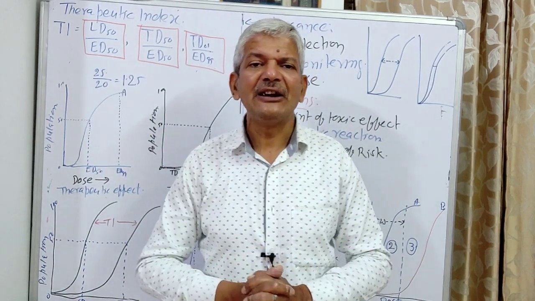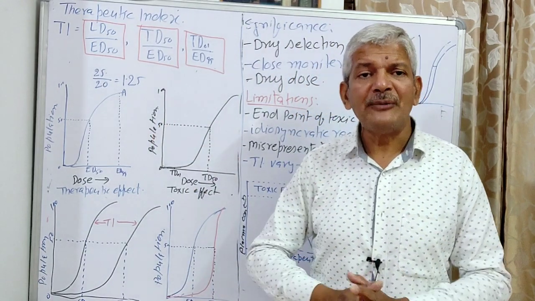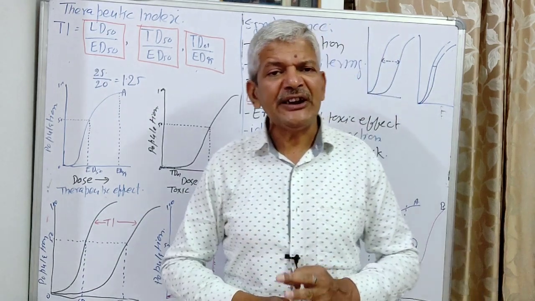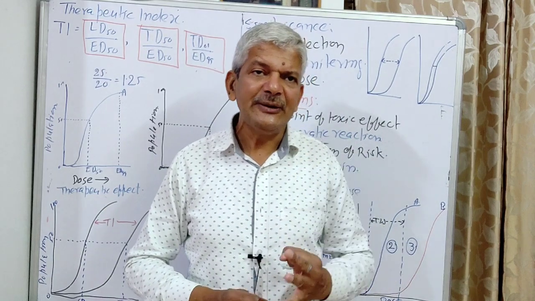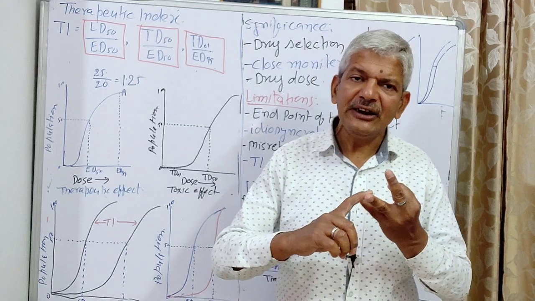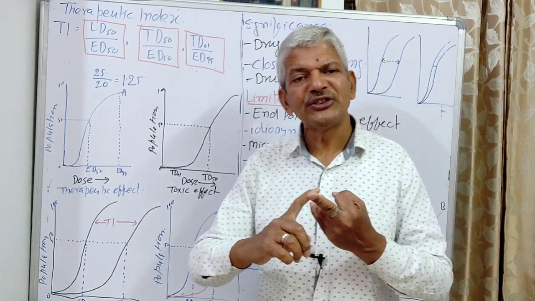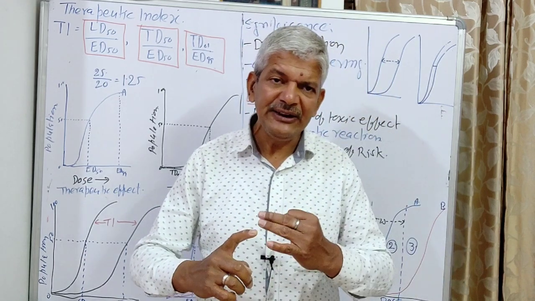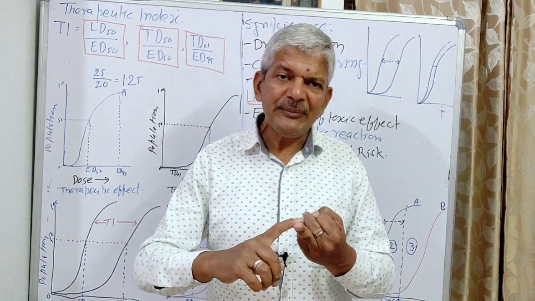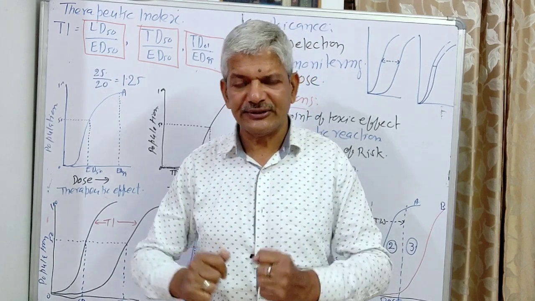So this is the definition of the therapeutic index. Now come to the utility of the therapeutic index. We use it mainly in three places. Number one, to select the drug. Number two, to decide monitoring of the patient. And number three, to decide the dosage frequency of the drug. I am repeating. Number one is the selection of drug. Number two is the monitoring of the patient. And number three is deciding the frequency of the doses.